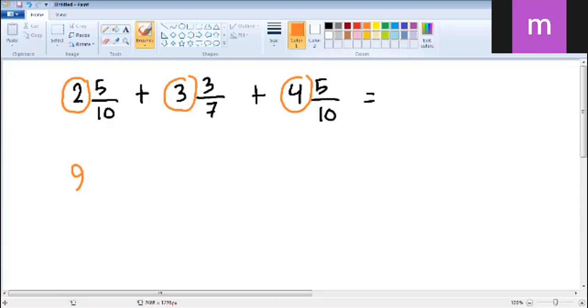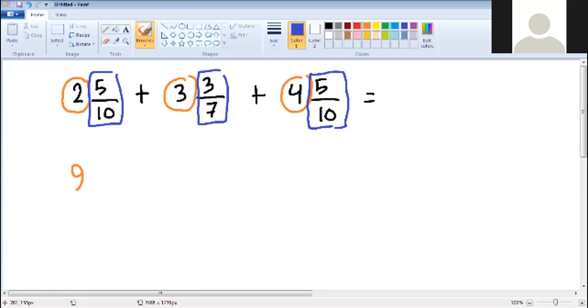Then look at the fractions. What are the fractions? 5/10, 3 sevenths, and 5/10 again. What is the best thing to add? 5/10 plus 3 sevenths, or 5/10 plus 5/10? Yes, 5/10 plus 5/10 equals 10/10. What's 10/10? 10/10 equals 1. Just write 1 here.